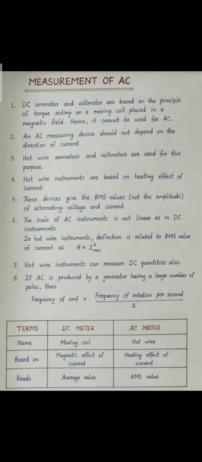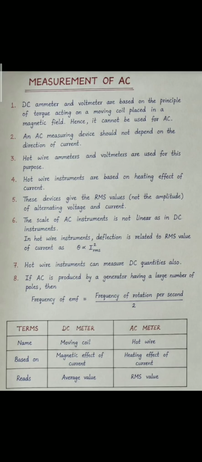An AC measuring device should not depend on the direction of current. Hot wire instruments are based on the heating effect, and theta is directly proportional to I_RMS squared, and the frequency of EMS is equal to f by 2. This one is also important: an LC converter circuit is used to convert AC into DC.